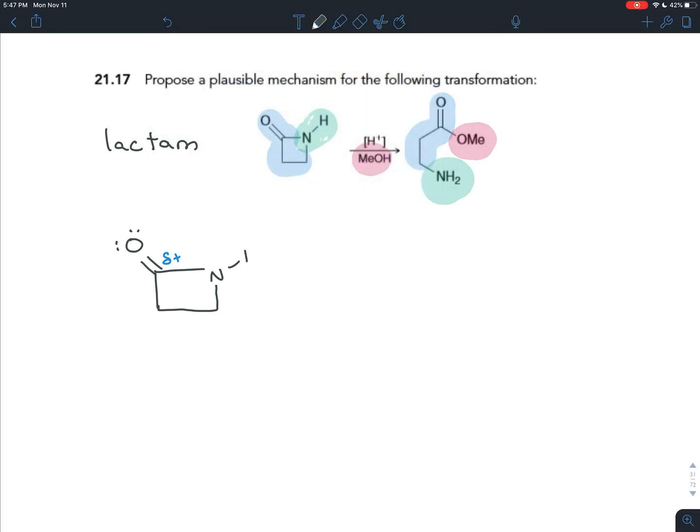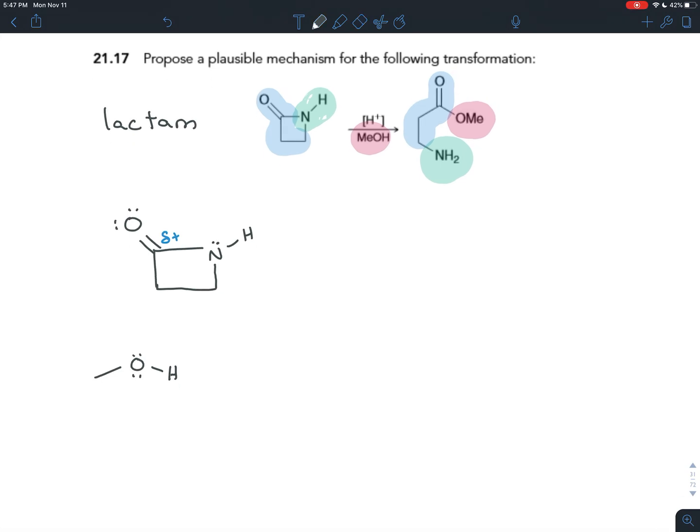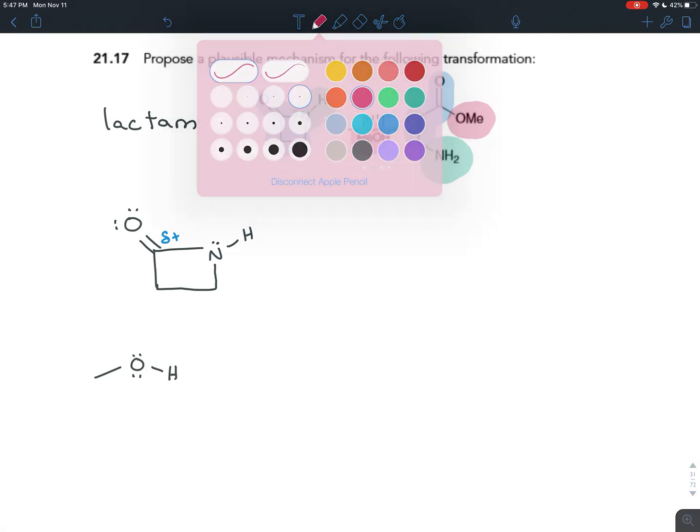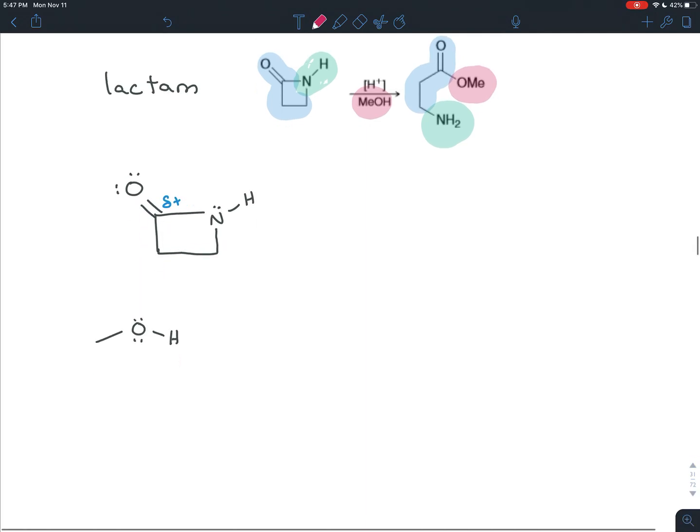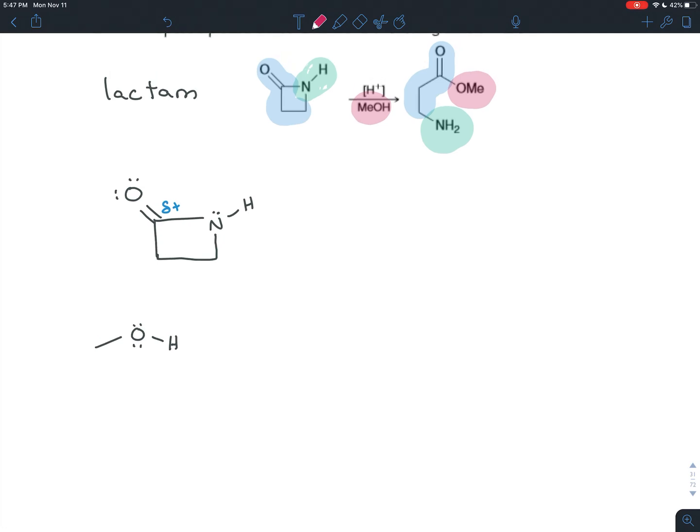Unfortunately, though, it is not reactive enough to entice our weak nucleophile, our methanol molecule. Keep in mind that Me is a methyl group, so CH3. It's not reactive enough to entice the methanol molecule to attack it, and the reason for that is because this lone pair on the nitrogen is allylic to the pi bond, and so through resonance it can donate its electrons toward the carbonyl carbon and stabilize the positive charge on it, as we discussed in a previous video. So this is not the most electrophilic carbonyl carbon that we could have.